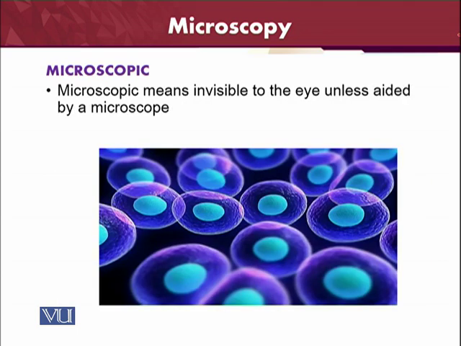Similarly, microscopic: any object which cannot be seen with the naked eye and for which we have to use the microscope is called microscopic. Microscopic means invisible to the naked eye unless aided by the microscope. We have to take the help of the microscope to see that specific object or microorganism.